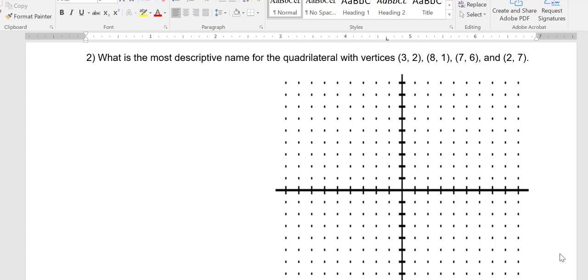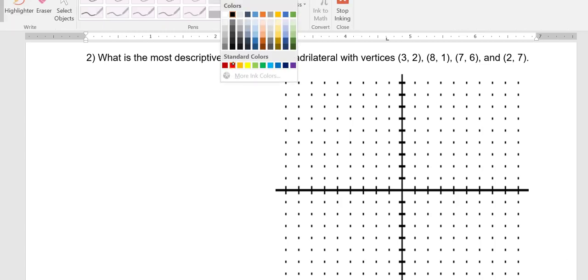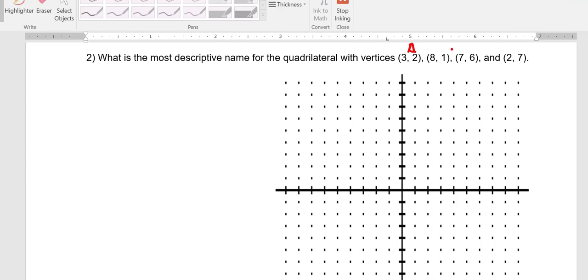So I'm going to go ahead and label these points. I'm going to give this an A, a B, a C, and a D. And I'm going to go ahead and graph these points. So here's where D is. A is right here. B is over here. And C is right there.